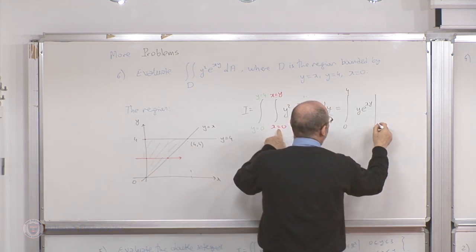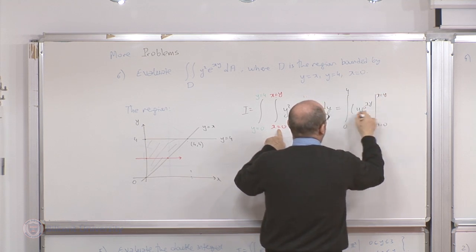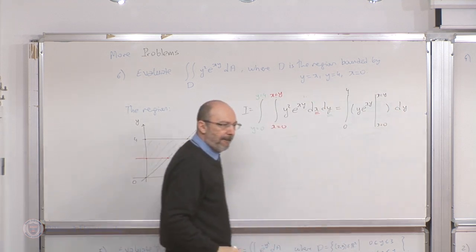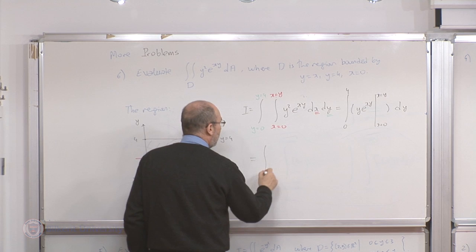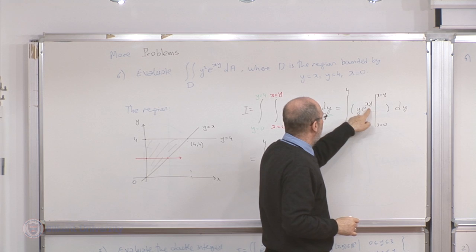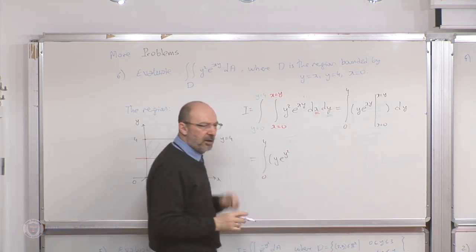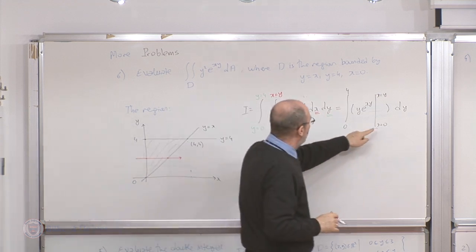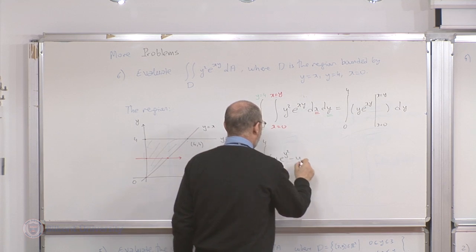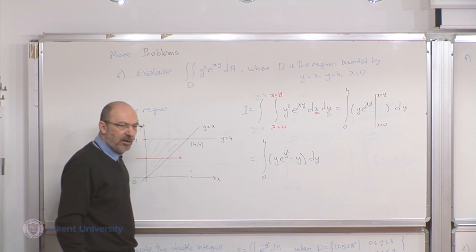I have to evaluate this from x equals 0 to x equals y. And after I do that, I'll integrate it with respect to y, from 0 to 4. When you put x equals y, you get y e^(y squared). Okay, so we can integrate that. When you put x equals 0, you get just y. So minus y dy. This is something we can integrate.